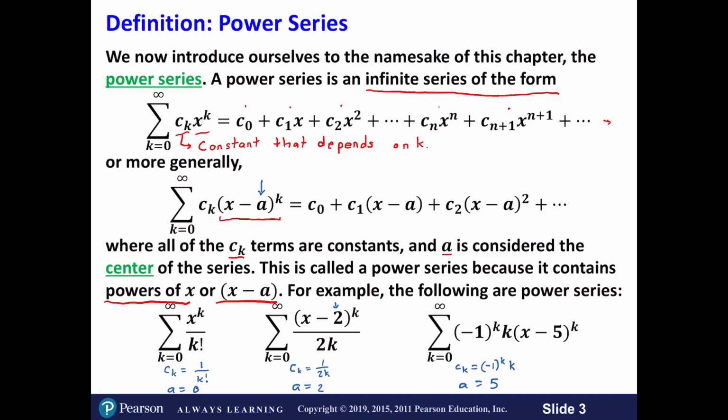So something that would not be a power series would be something along the lines of the sum from k equals 0 to infinity of, let's say, k times x minus 2. That would not be a power series. And the reason that's not a power series is because we don't have a k as the exponent of x minus 2. All right, so that's the definition of a power series. Now let's start to study these objects a little bit more to try and get a sense of why they're useful and what we can do with them.